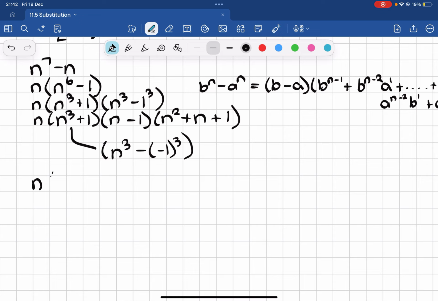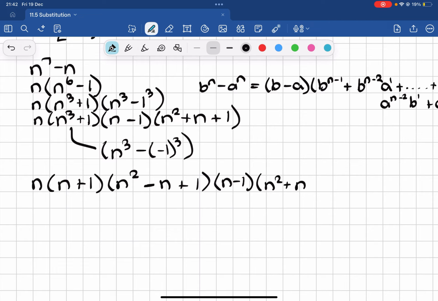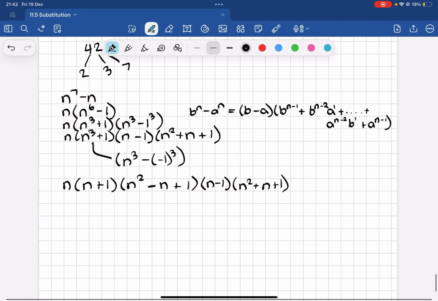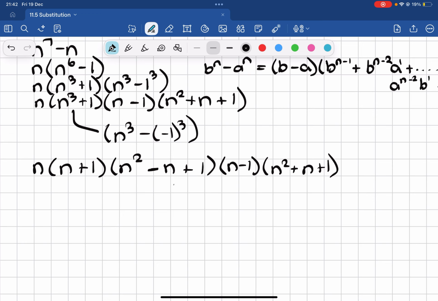So we can rewrite this as n plus 1, since we've got n minus 1, n squared, then we've got b to the n minus 2, so that's here n minus 1 times minus 1, which is minus n, and plus 1: n minus 1, n squared plus n plus 1. Right, we can't simplify n squared minus n plus 1 or n squared plus n plus 1 any further.